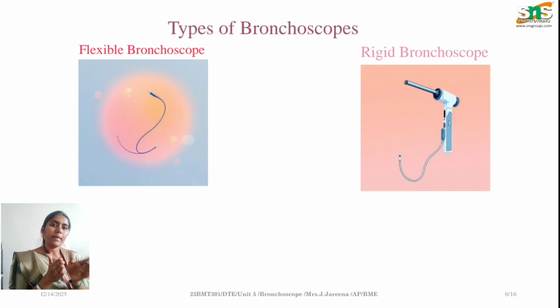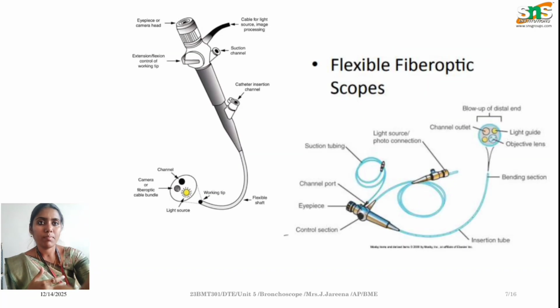Then we have two types of bronchoscopes. One is flexible, another one is rigid. Flexible, as the name implies, has the property of flexibility, so it can be easily navigated. If you have a rigid type, it is not flexible like the flexible bronchoscope, it goes in a single direction. If you know the area is very near and easily accessible, then you can go with rigid. If the targeted area is in a complicated place, or the point of access is very challenging, then we can go with a flexible bronchoscope.